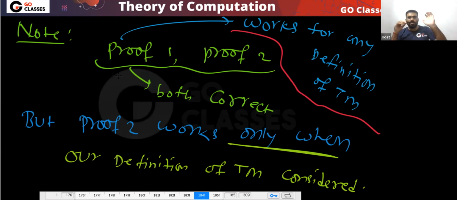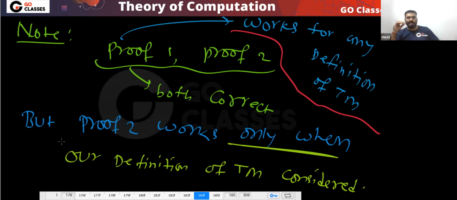You will mention in the interview, sir, I am considering the definition of Turing machine in which there is a special accept state and a special reject state. That definition is given in the Sipser book, Michael Sipser. Now, if I consider that definition of Turing machine, then this is the proof.